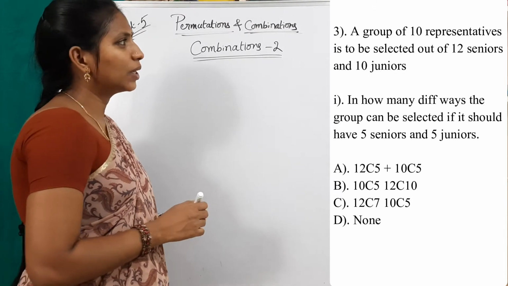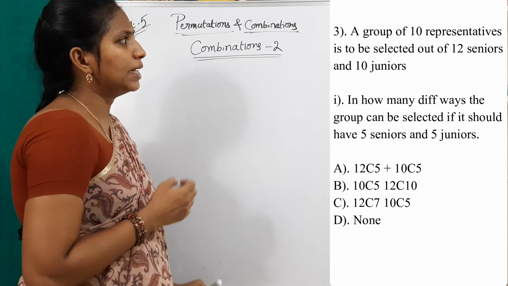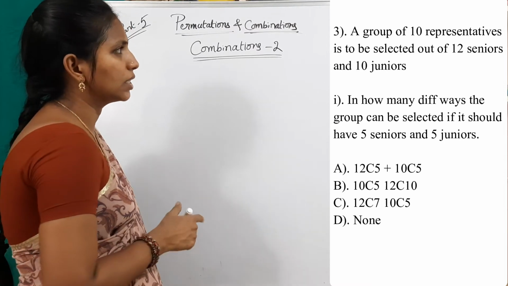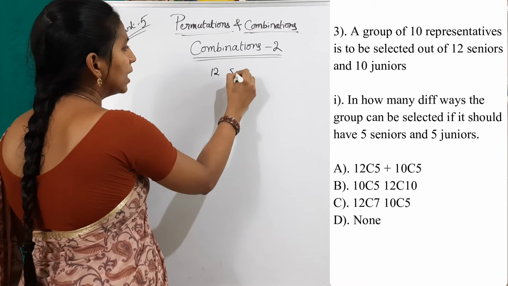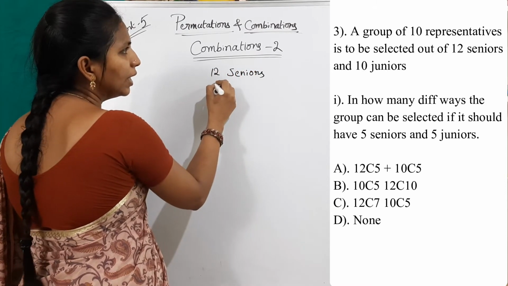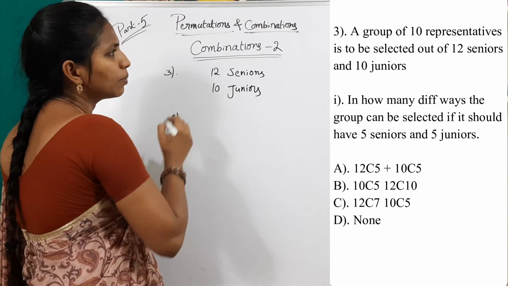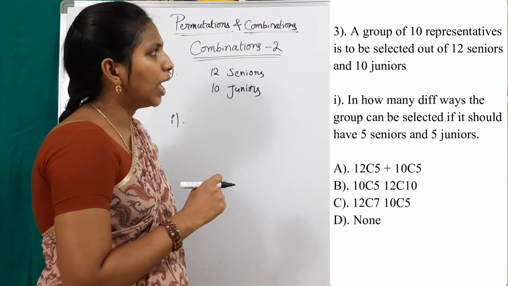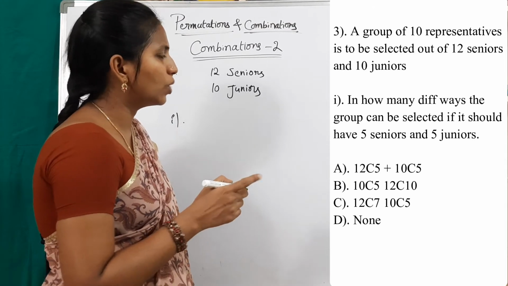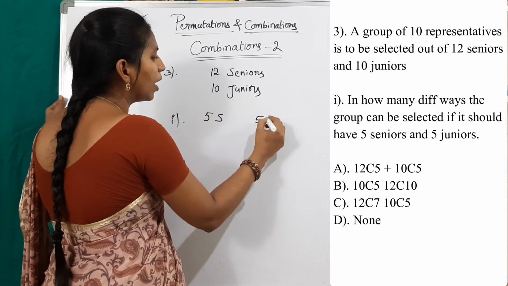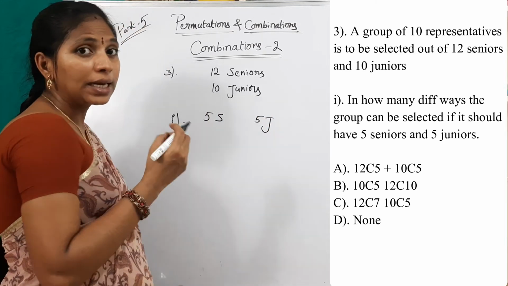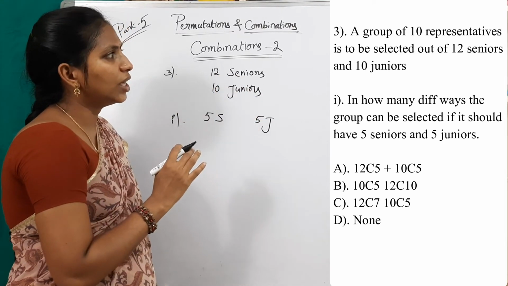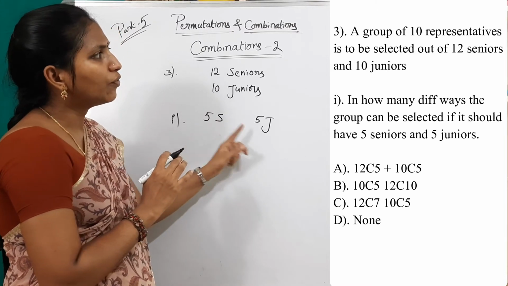Now see the third question. A group of 10 representatives is to be selected out of 12 seniors and 10 juniors. See the first sub question: in how many different ways can the group be selected if it should have 5 seniors and 5 juniors. Total select 10 representatives from these 12 seniors and 10 juniors, and the condition is 5 seniors and 5 juniors.